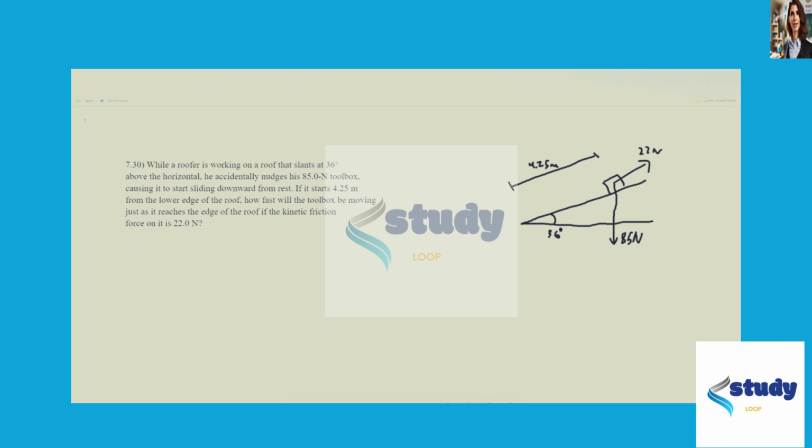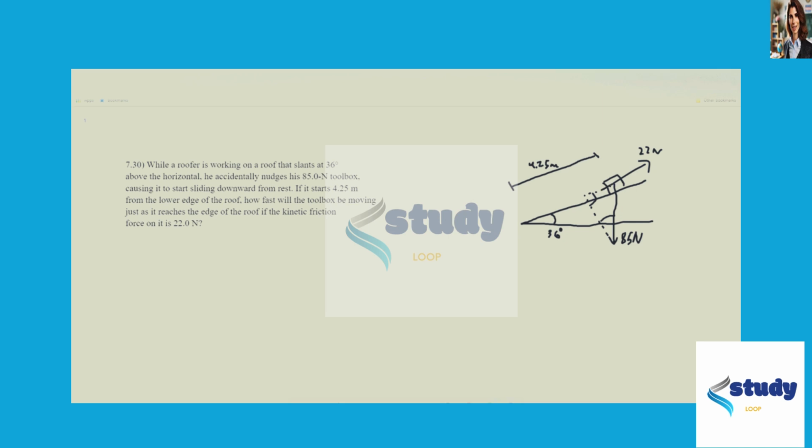Okay, so for this problem, we're going to use work. First off, we need to figure out how much force due to gravity is actually pushing the toolbox down the roof slant. So to do that, I'm going to make a triangle. Due to triangle similarity, these are two triangles that are similar to each other, and so this has an angle that is 36 degrees as well. Now, using our trigonometry formulas, we have a right triangle with a hypotenuse of 85 newtons and an angle here.